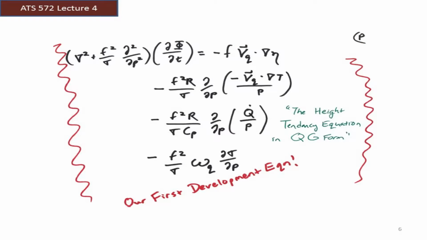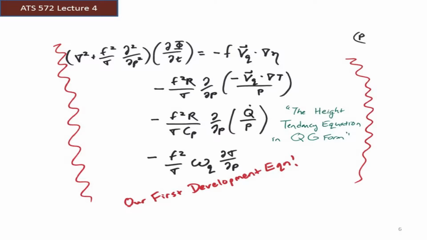Same with the equations, obviously you wouldn't be expected to memorize them. I can tell you from the past, it's often the case that the front page of the ATS 572 tests just have all the equations on them, and that way you don't have to memorize them or anything like that. This is the height tendency equation in quasi-geostrophic form.